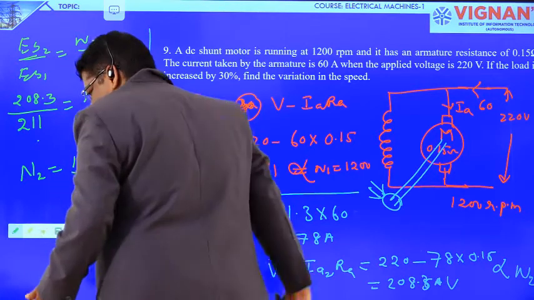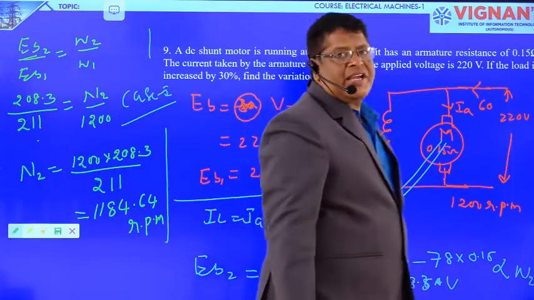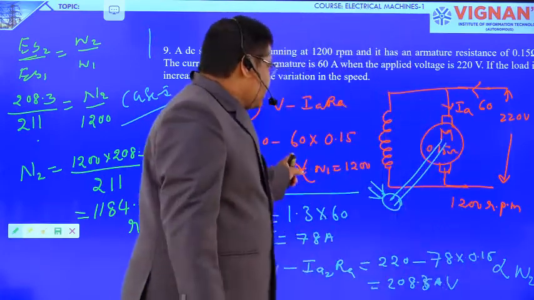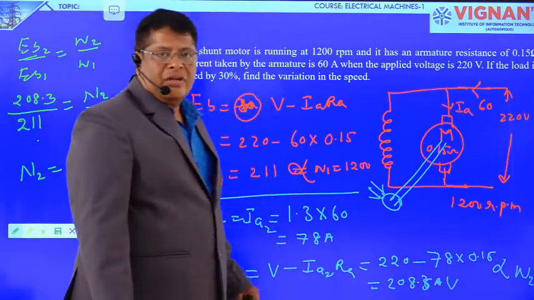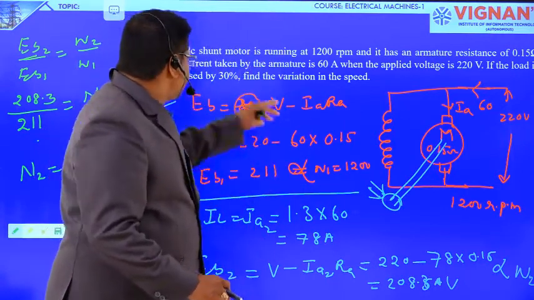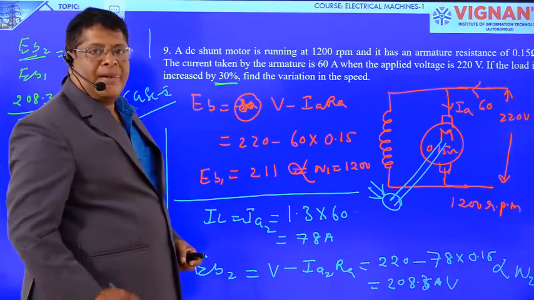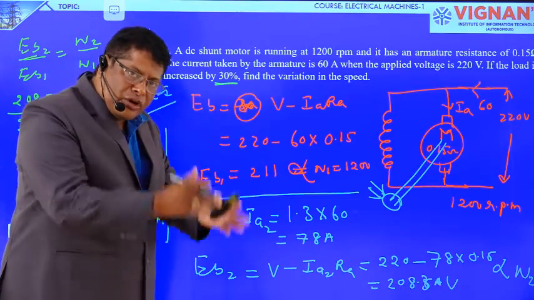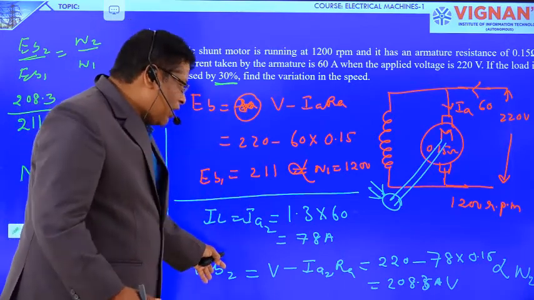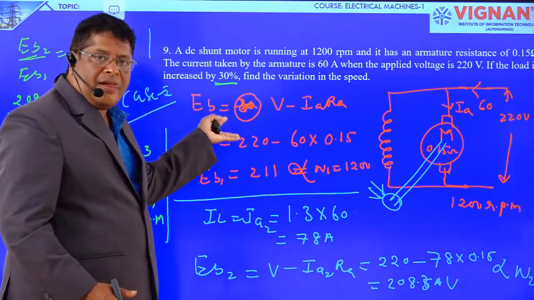See here, as the mechanical load on the motor is increased, in the first case, the motor is taking 60 amperes of current. It is running at 1200 RPM. The mechanical load on the motor is increased by 30%. As the mechanical load increases, the speed of the motor will decrease. So the back EMF value will decrease when compared to the first case.